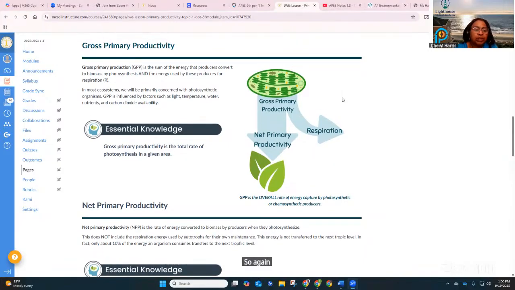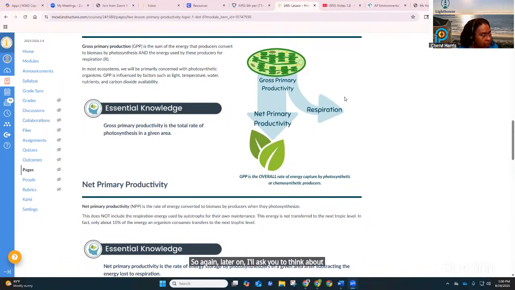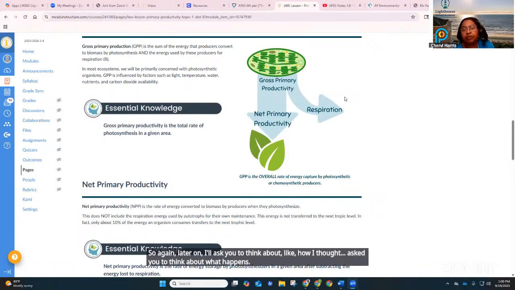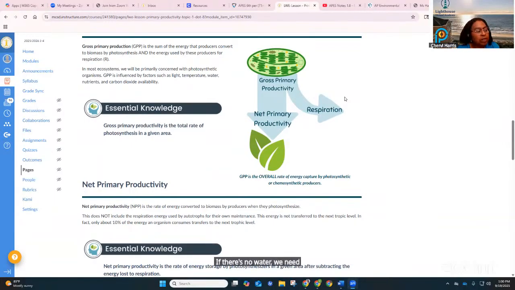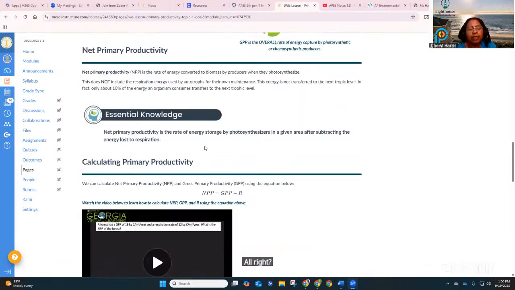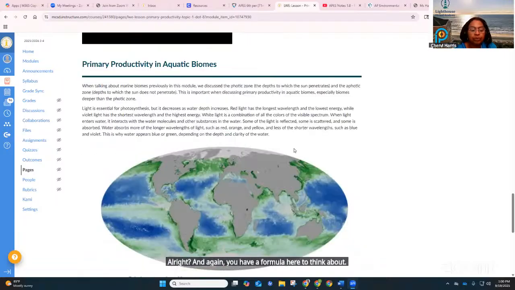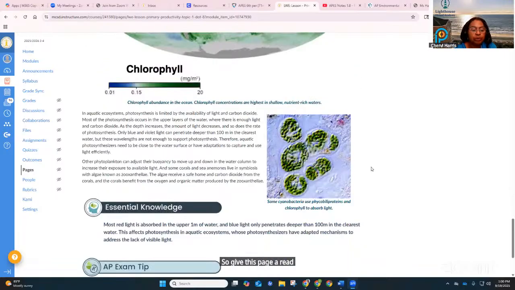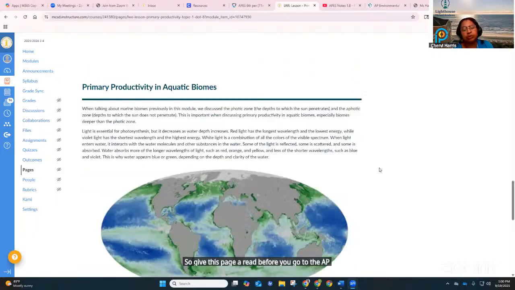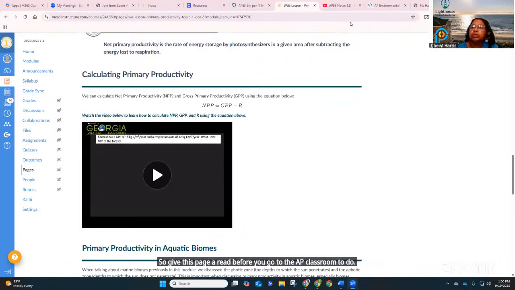So again, later on, I'll ask you to think about, like how I asked you to think about what happens if there's no water, what happens if there's no plants. All right. And again, you have a formula here to think about. So give this page a read before you go to the AP classroom to do those questions.